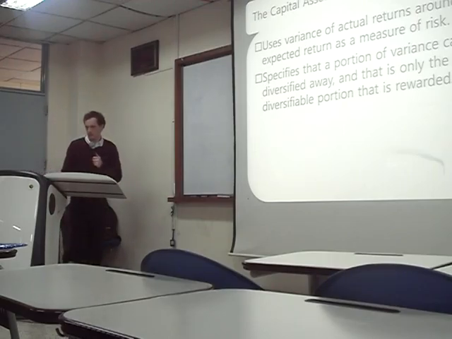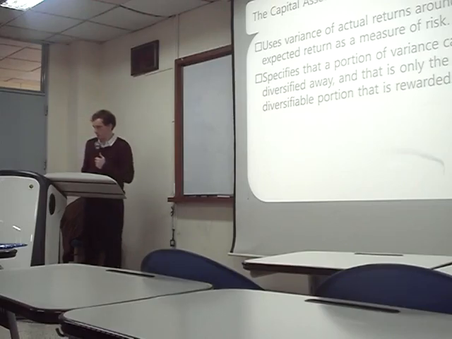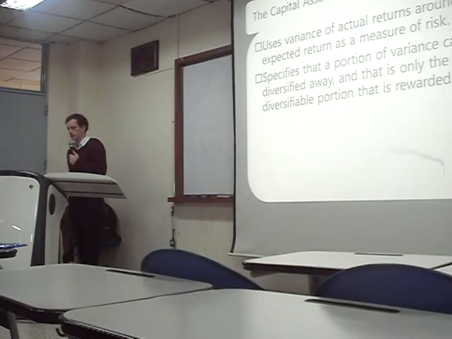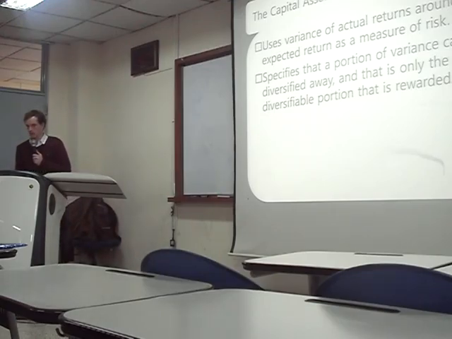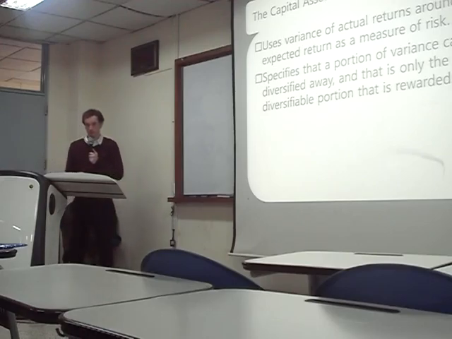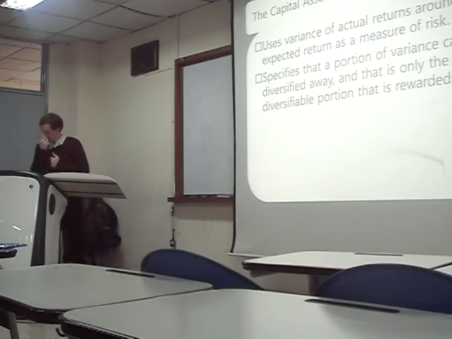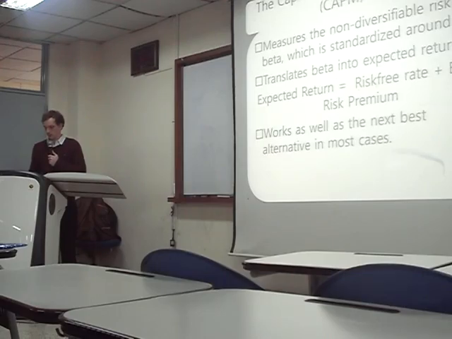The capital asset pricing model uses variance of actual returns around an expected return as a measure of risk. So we already discussed that, variance of actual returns around an expected return. We gave the example of the oil company and the US government bonds. And also it says that some of the variance can be diversified away, but some of the variance cannot be diversified.